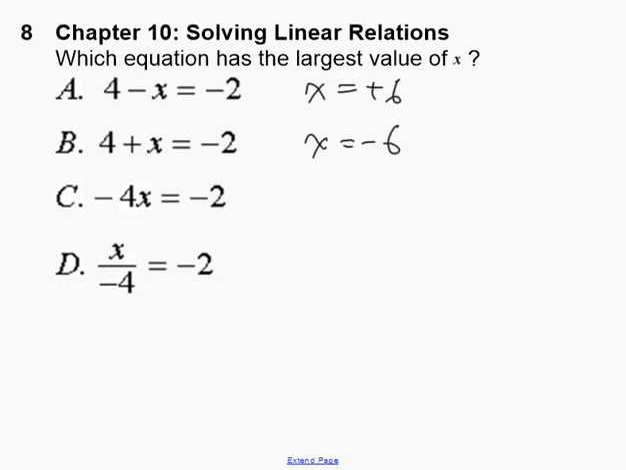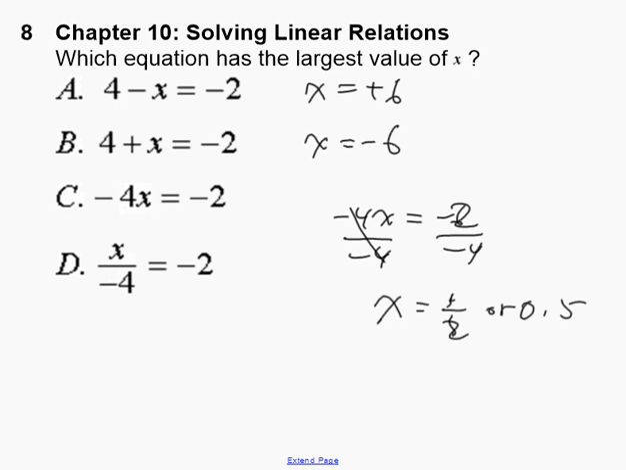Negative 4 times what is negative 2? Now, a lot of people probably have a lot of difficulty knowing that that is a half. But if we took our equation and solved it using opposite operation, X would equal 0.5.